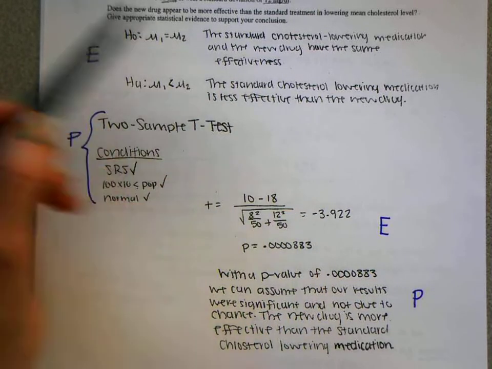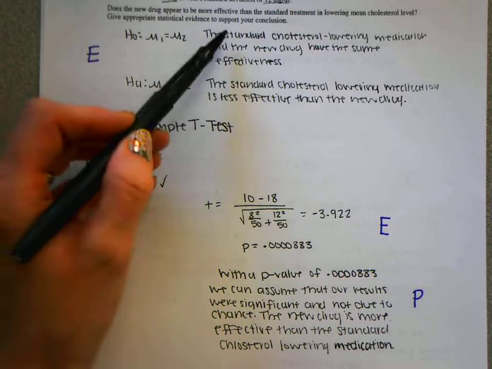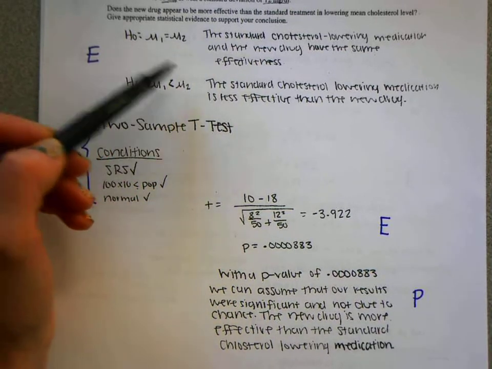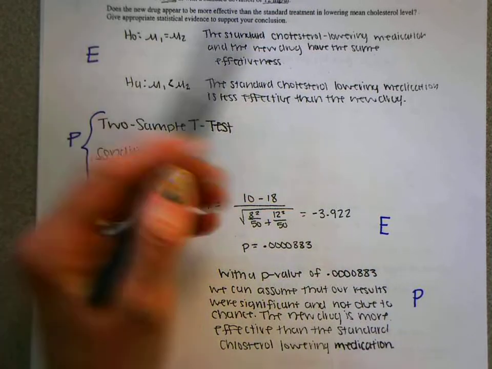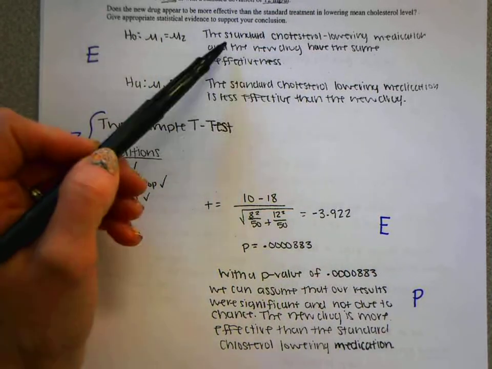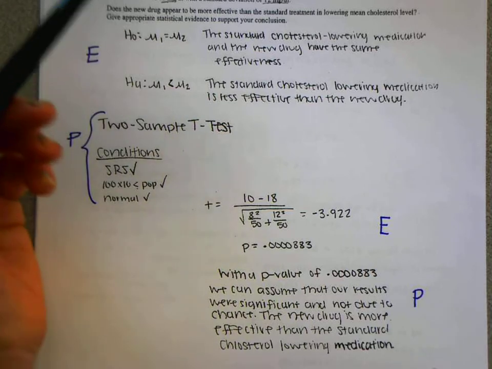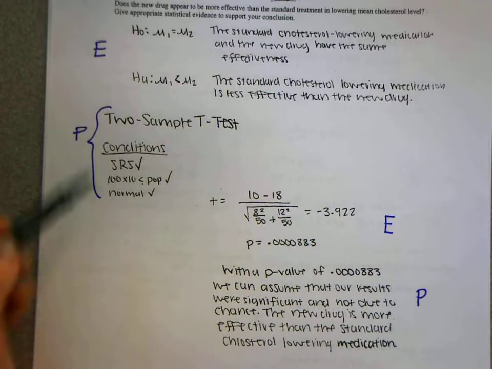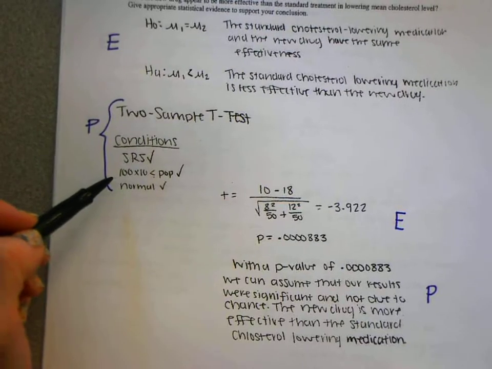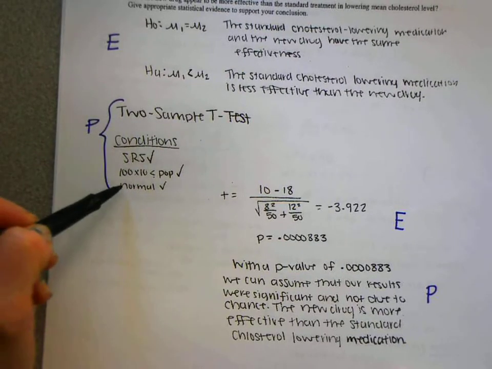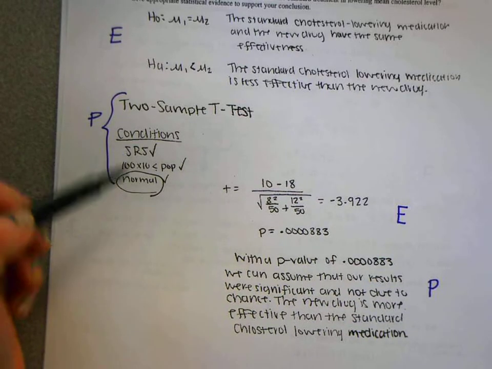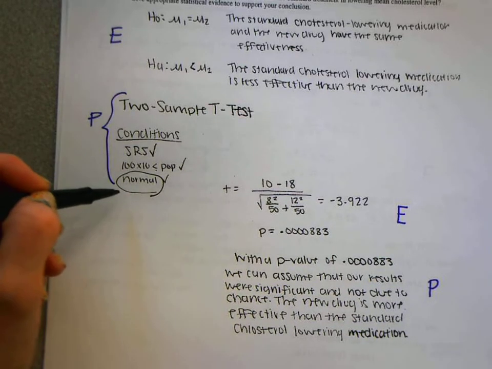Instead of defining the parameter, what is mu1 and what is mu2, or what is mu1 minus mu2, they actually describe their null and alternate in words and in symbols. So that's something that's a little different, totally fine. They only got partial credit for their assumption and conditions. They did name their test, but they did not talk about the large enough here. They just checked off and said normal, but they didn't say why. So they needed to mention the large counts of 50 being greater than or equal to 30.